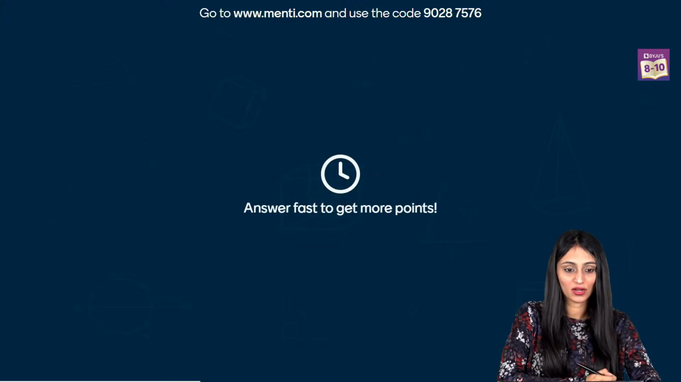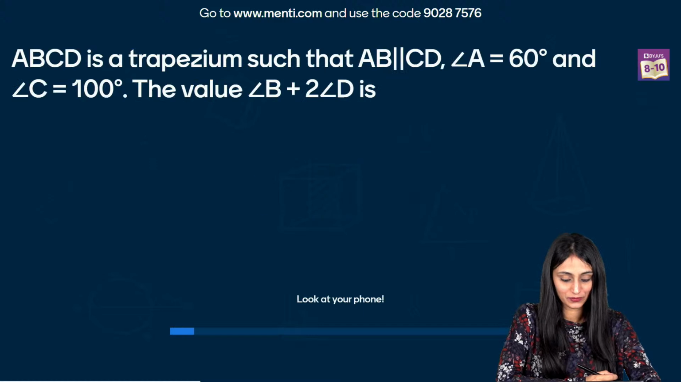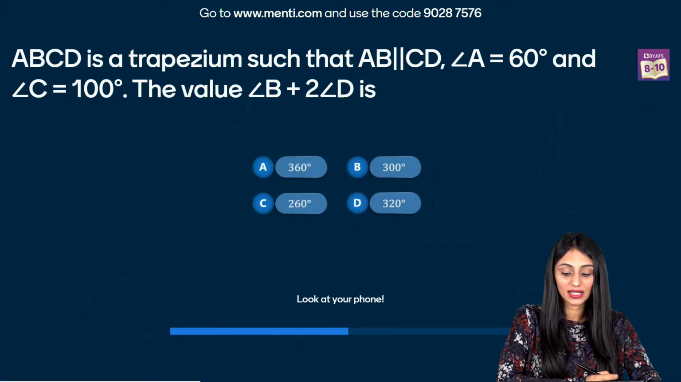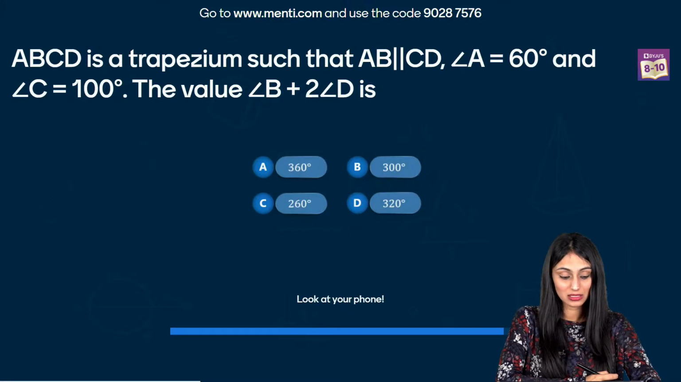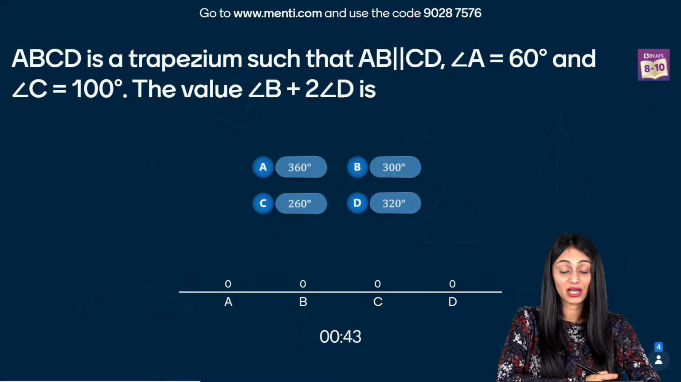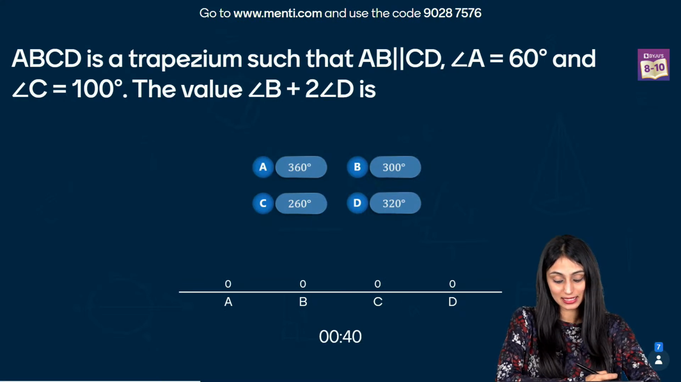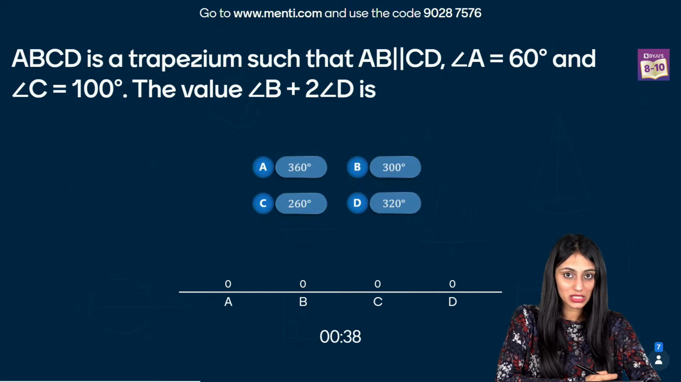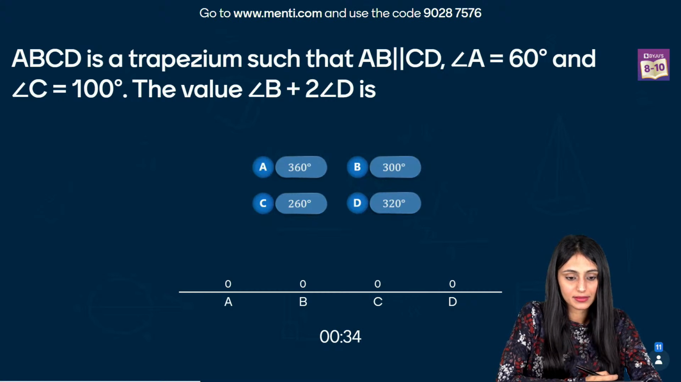So here we have our question number 3. ABCD is a trapezium such that AB is parallel to CD, angle A is 60 degrees and angle C is 100 degrees. The value of angle B plus twice angle D is. 4 angles you can see here, right? I would suggest draw a figure first to understand this.